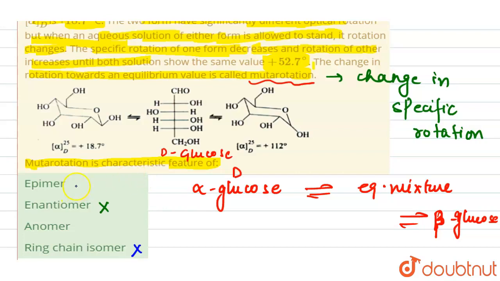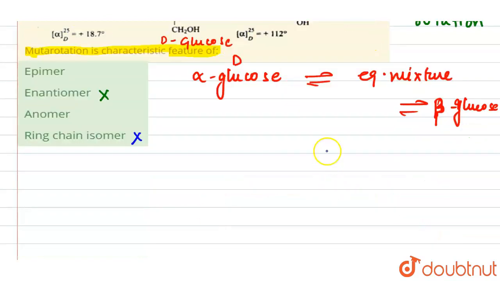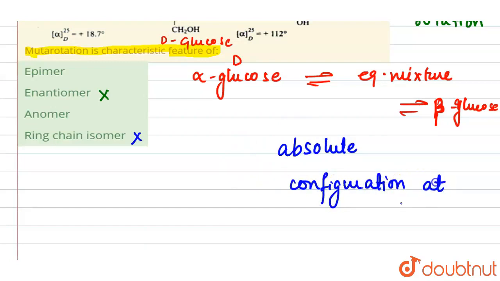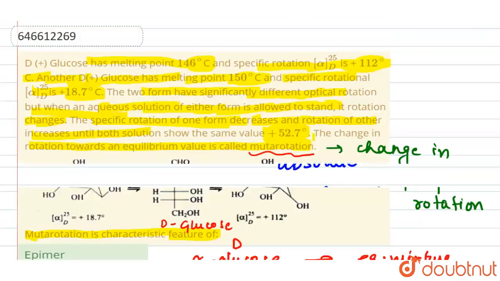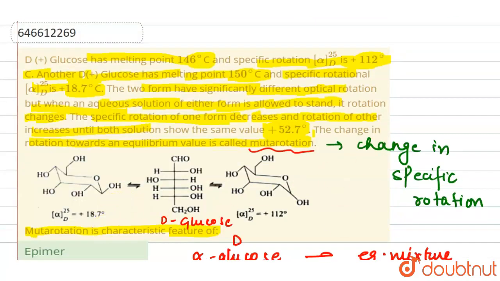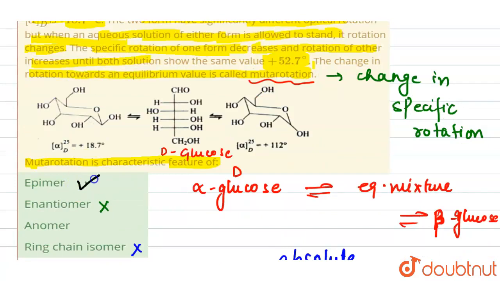If we talk about epimers, epimers are those which show a difference in absolute configuration at one chiral carbon. Like if we talk about glucose, then the epimers of glucose are D mannose and D galactose. It means that these are not epimers, because these are only forms of glucose. So this is incorrect.